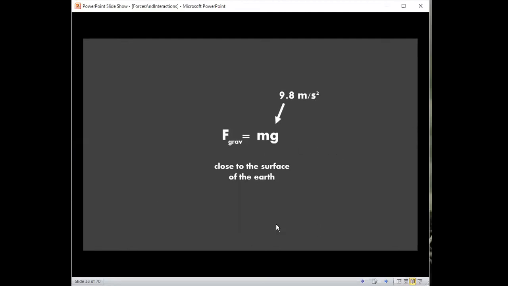And the reason we can use this is because gravity barely changes from one height to another height. And this is called the force of gravity, but this is also the equation that tells us the weight of an object. So when we use that word weight, what we really mean is the force of gravity.